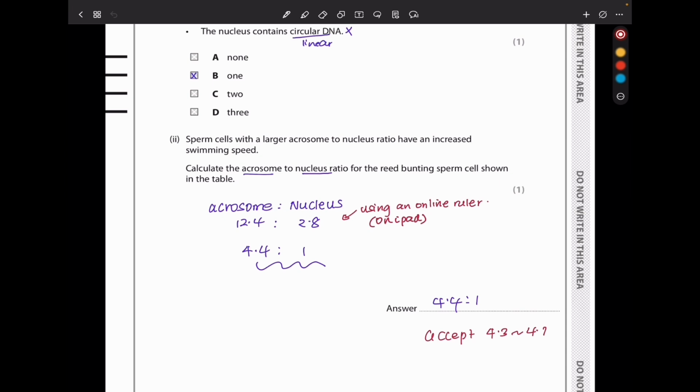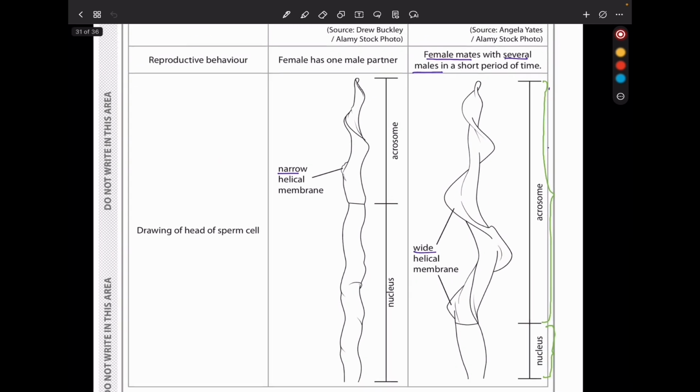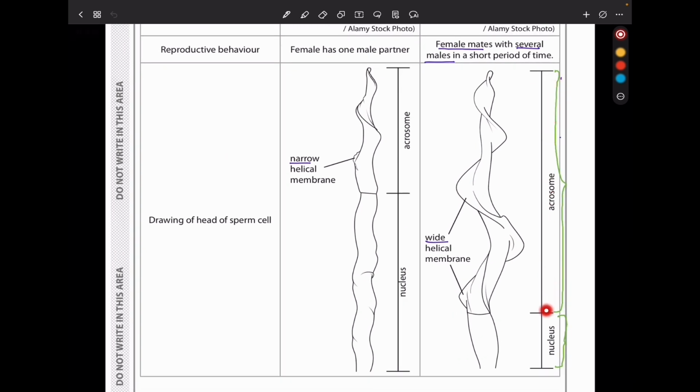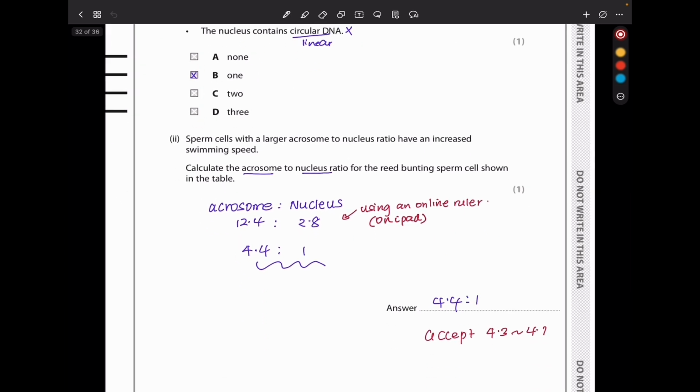Next, they say sperm cells with a larger acrosome to nucleus ratio have an increased swimming speed. They want you to calculate the acrosome to nucleus ratio of the red bunting sperm cell shown in the table. Here you have to get this length using a ruler, and then that length, so that you can calculate the ratio. I got 12.4 to 2.8 and my ratio was 4.4 to 1, which is what I wrote here.